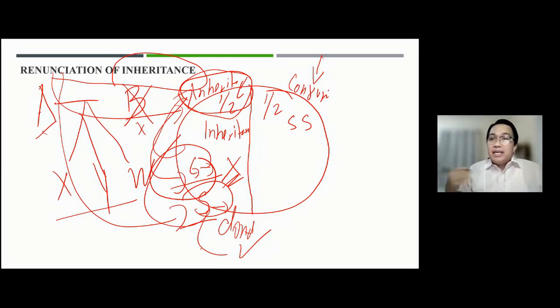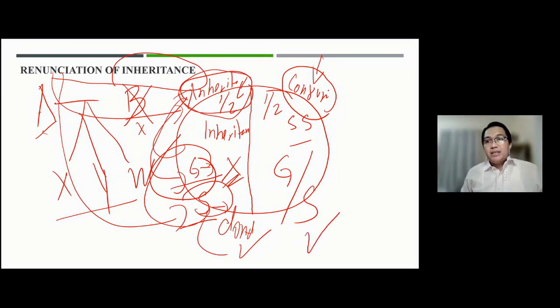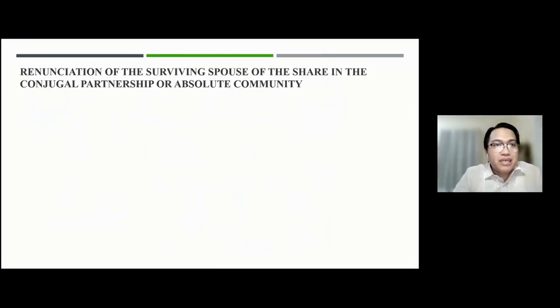Kapag ang nire-renounce ng surviving spouse is the share on the conjugal property, whether the renunciation is general or special, subject yan sa donor's tax. Hindi mahalaga kung anong uri ng renunciation. Kung ang nire-renounce ay share in the conjugal property. Okay? Pero kung inheritance ang nire-renounce, yan, titingnan mo, general ba or special? Pag general, not subject to donor's tax. Pag special, subject sa donor's tax. Okay? O, malino tayo dyan, ha?